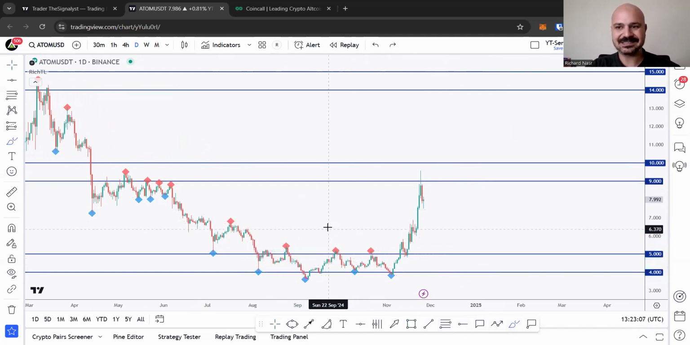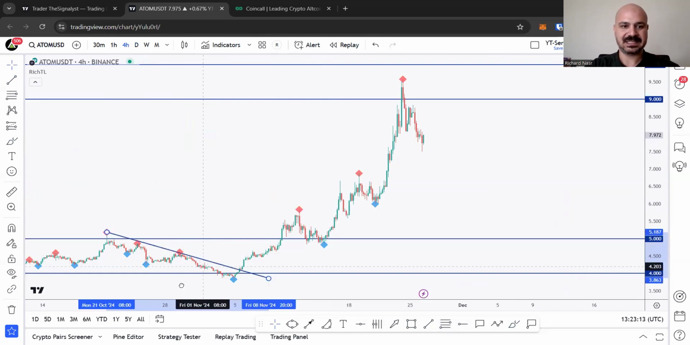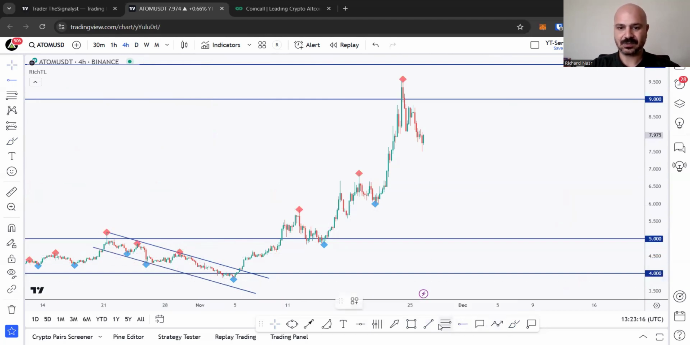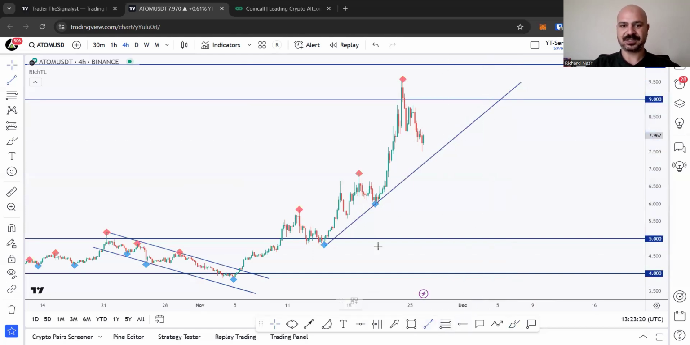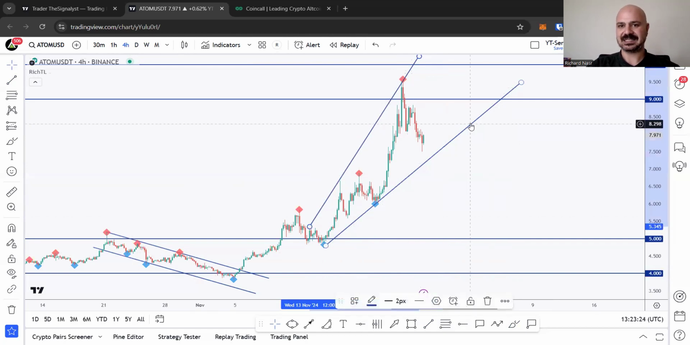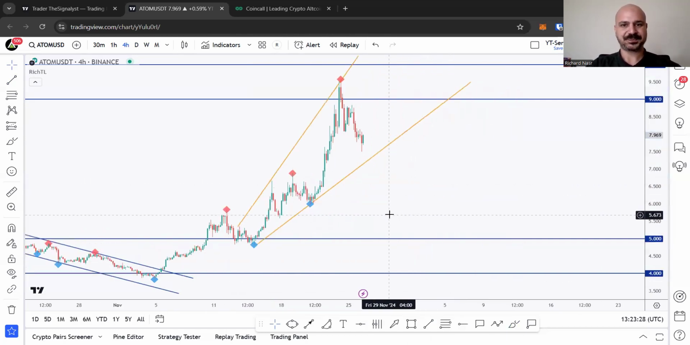I can't really add more, but if you zoom into H4 time frame, you can draw your trend lines, for example, like this one previously and like this one currently, which is a rising. Here we go, rising broadening wedge. Don't worry about the names, just connect the previous highs and lows. Let's go for orange, let's say, a different color.